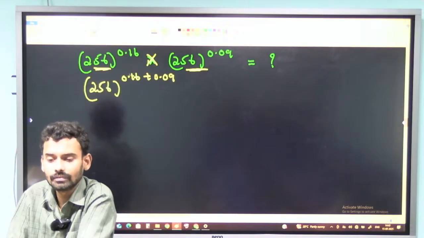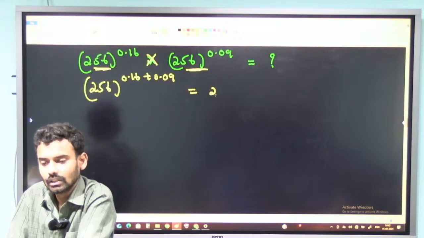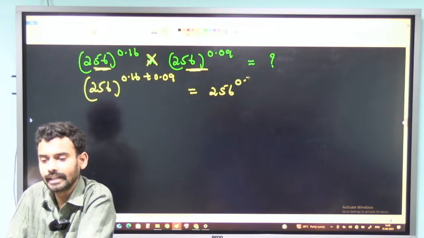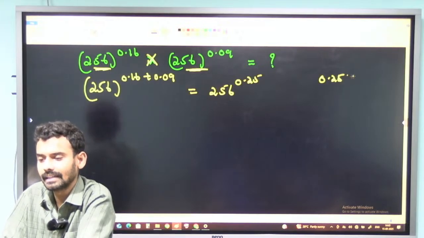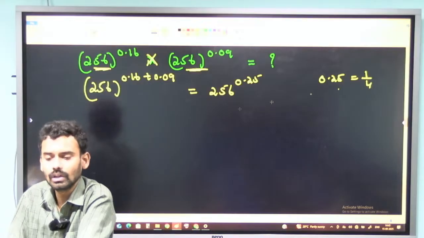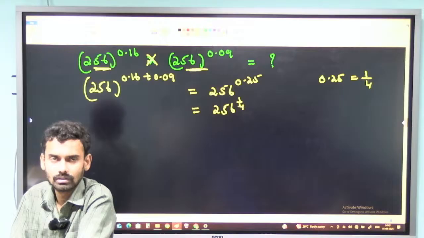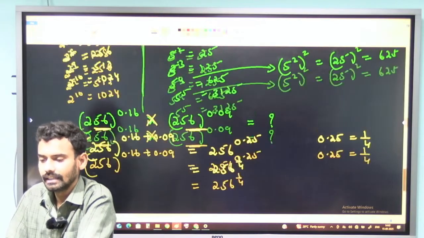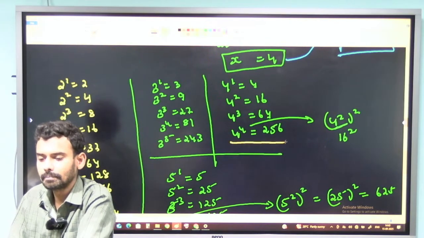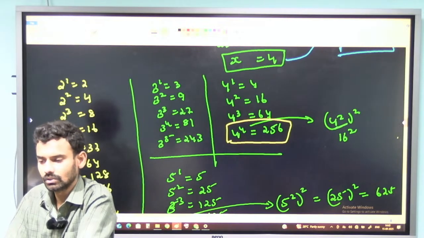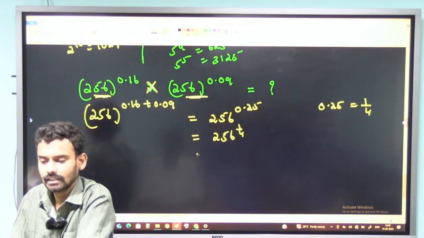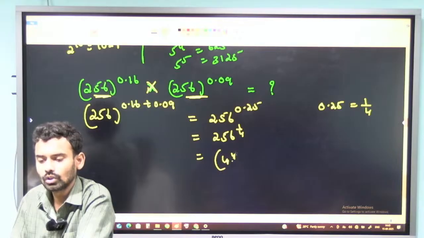256 to the power of 0.16 plus 0.09. This can be written as 256 to the power of 0.25. But as we know, 0.25 can be written in the fractional form as 1 by 4. This can also be written as 256 to the power of 1 by 4. And if we observe the powers of 4, 4 to the power of 4 is 256. So we can also write this as 4 to the power of 4 whole to the power of 1 by 4.